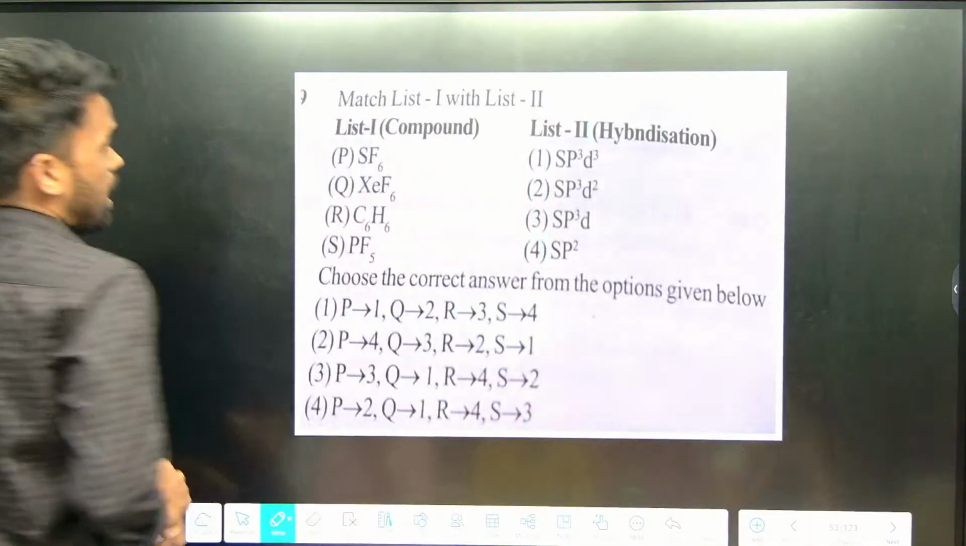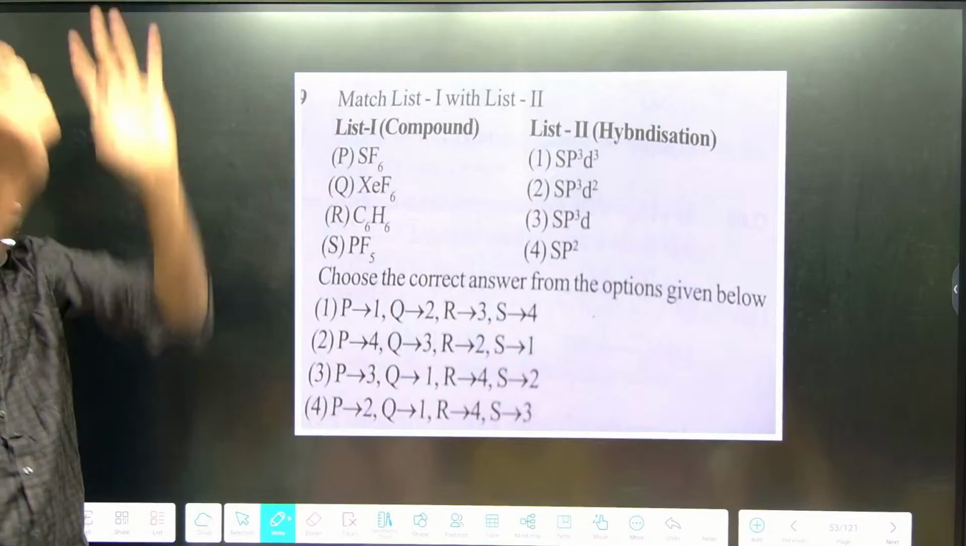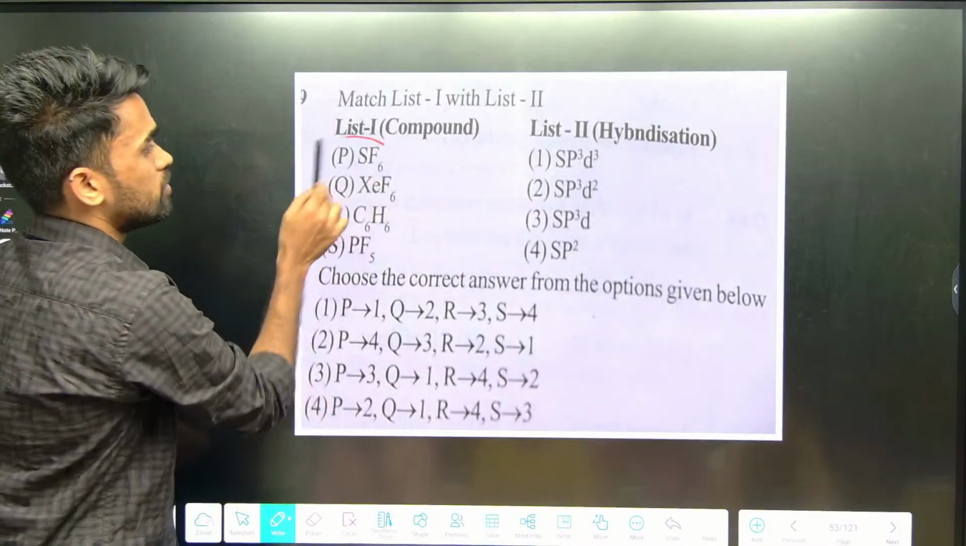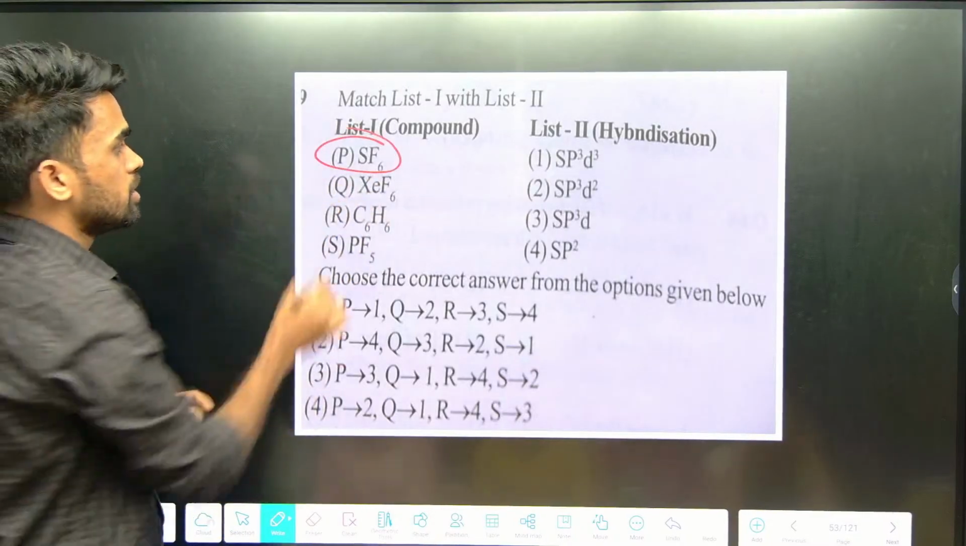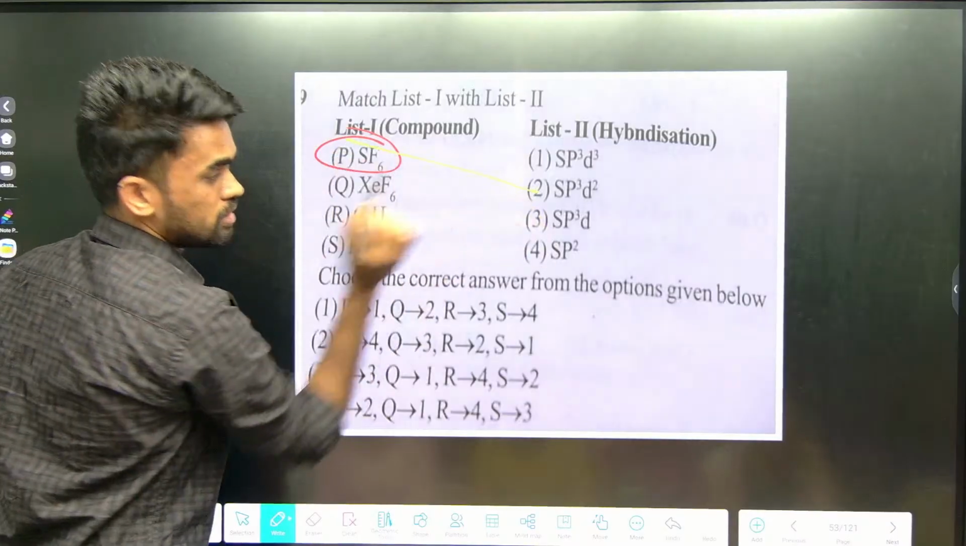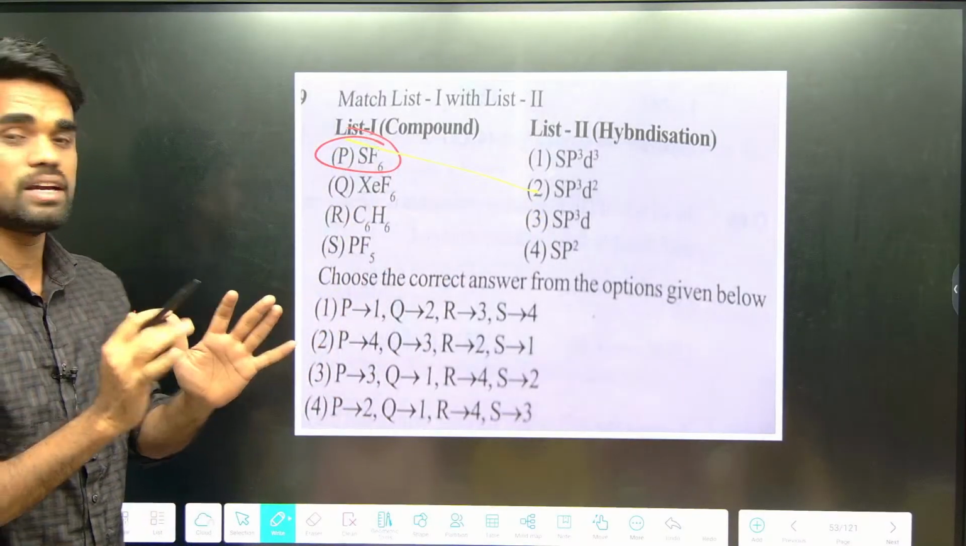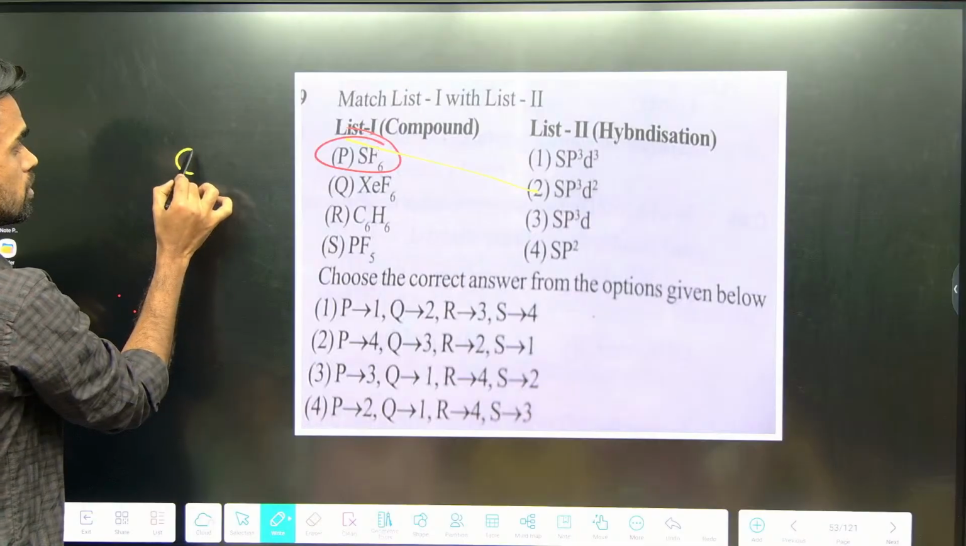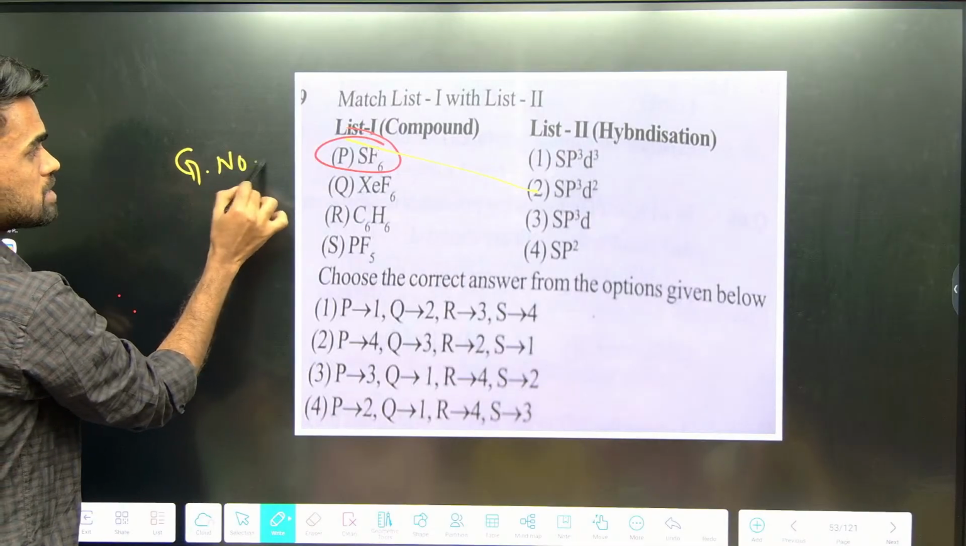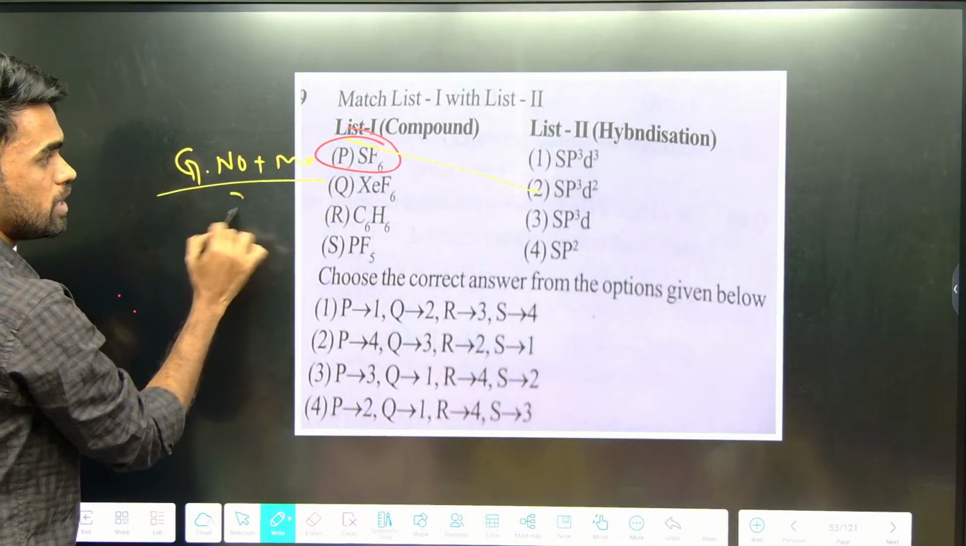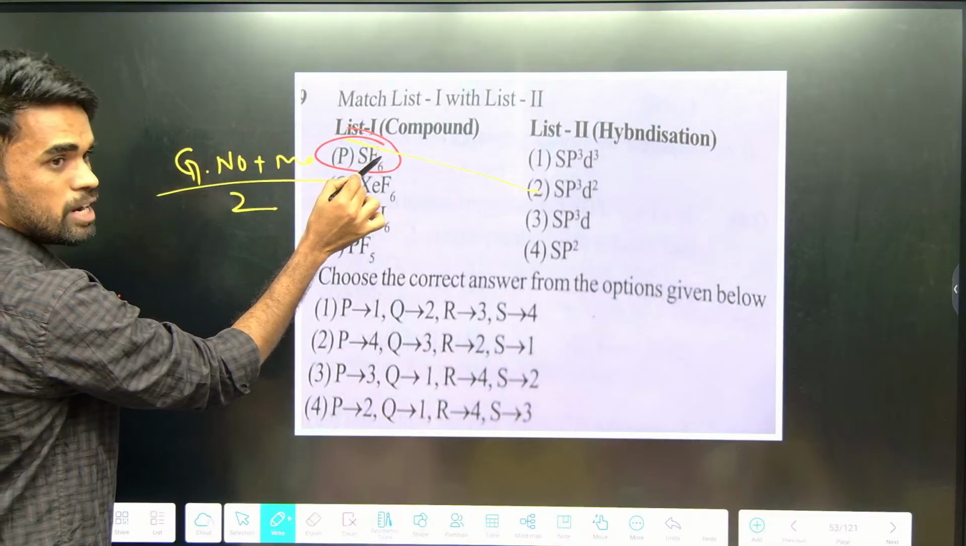Tell me, answer me this, guys, please. SF6. What is the hybridization we got? sp3d2. So what is the way we can find it? Group number plus number of monovalent atoms by 2. So it is 6 plus 6 by 2, 12 by 2, 6.